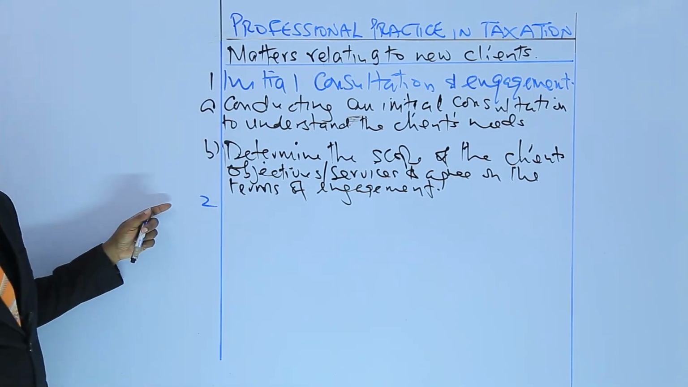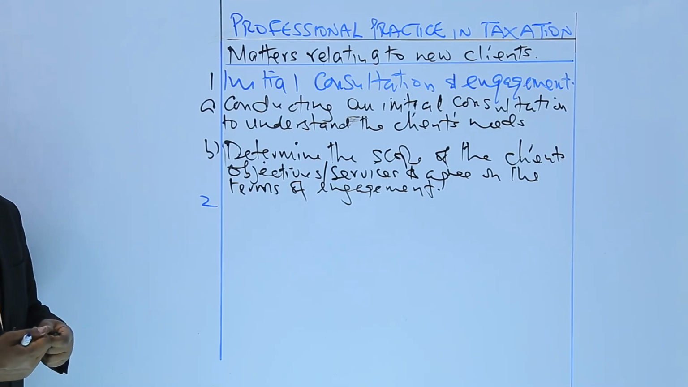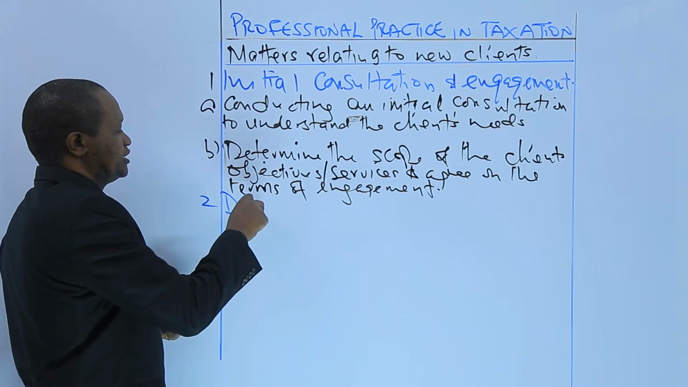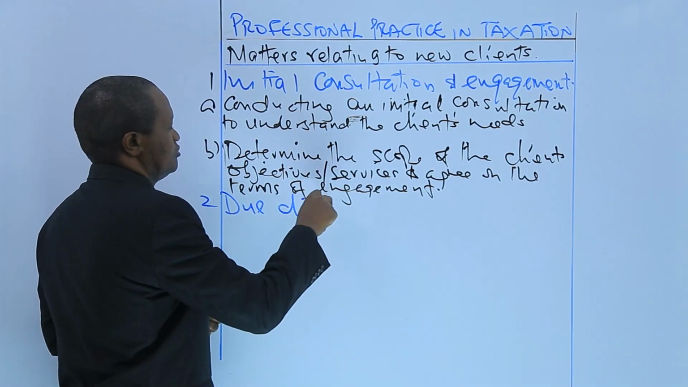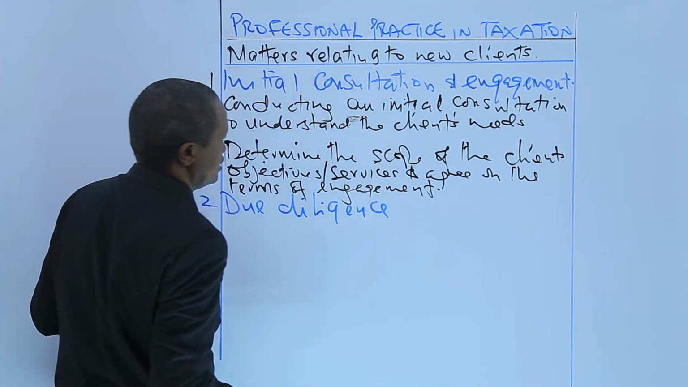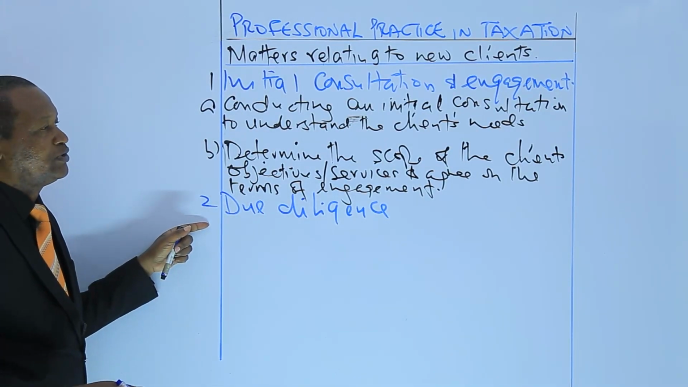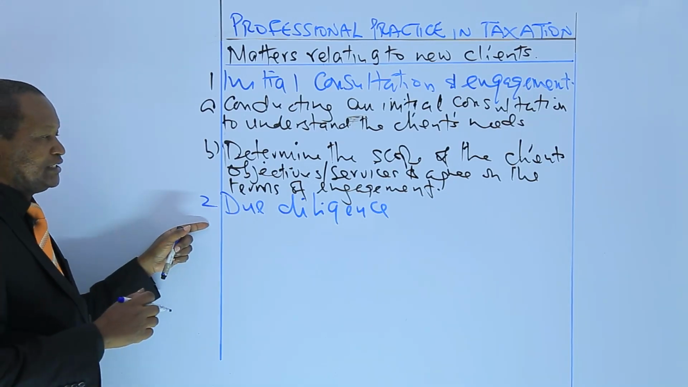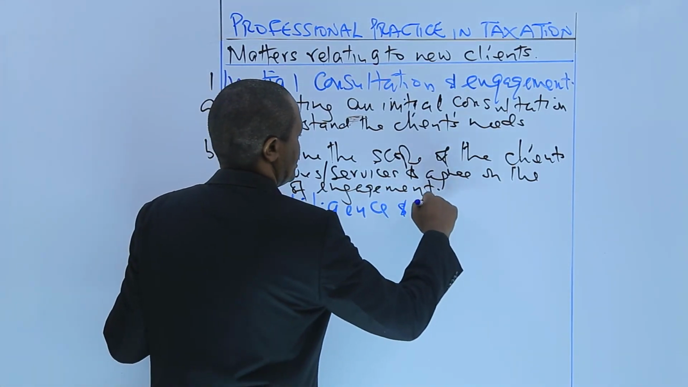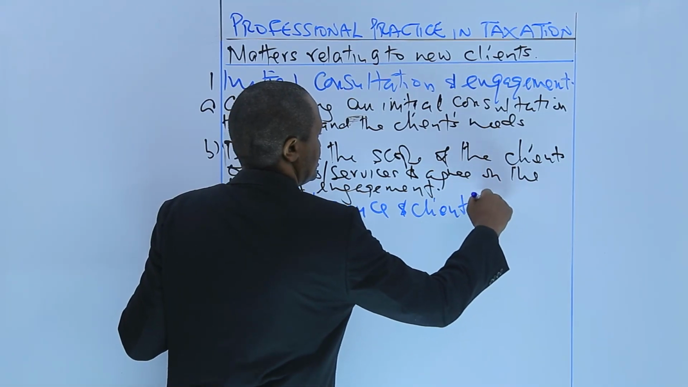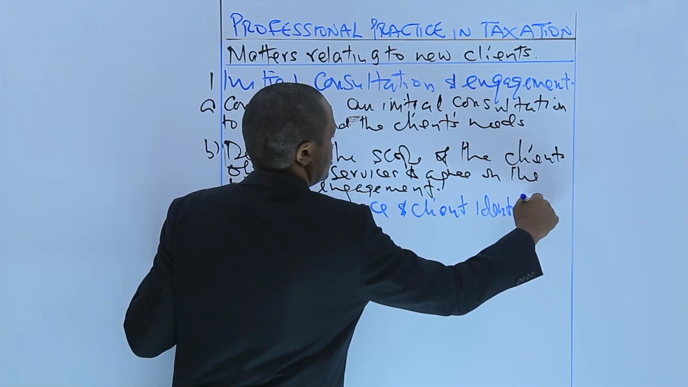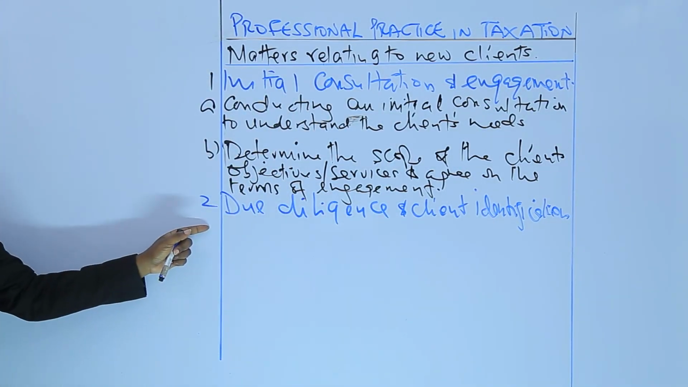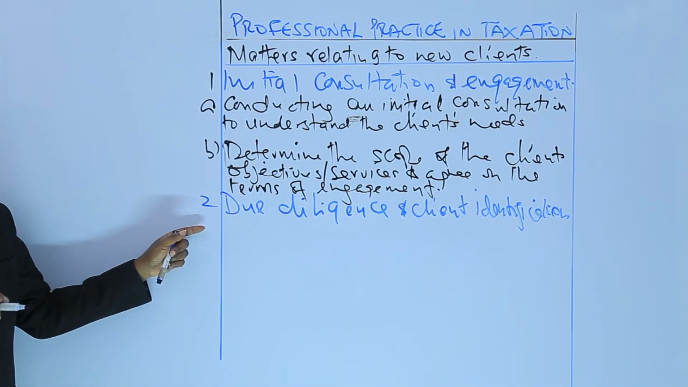Then number two is to carry out due diligence. The tax professional, when dealing with a new client, should carry out due diligence and client identification.